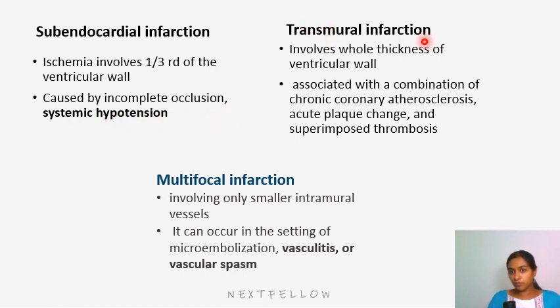Coming to transmural infarction, here the infarction involves the whole thickness of the ventricular wall. This is caused by the combination of acute plaque changes, atherosclerosis as well as superimposed thrombosis. Coming to multifocal infarction, here you can see many small intramural multifocal infarcts in the myocardium. This is mainly caused by occlusion of the small intramural vessels. This can occur due to microembolisms, vasculitis as well as vascular spasm.